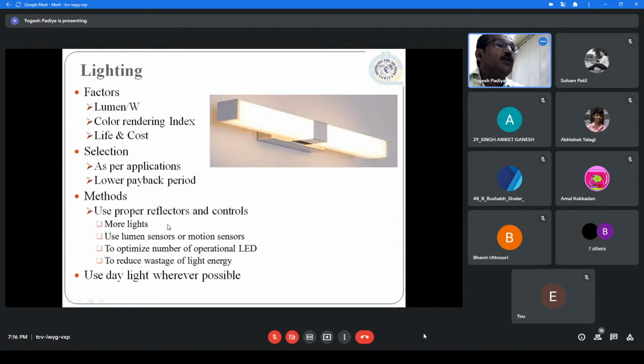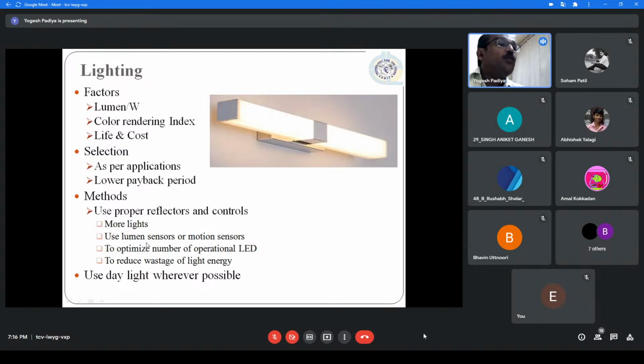After selection, whatever lights you are using, sometimes lights are simply put up on the walls without reflectors. So put proper reflectors and controls, so that the light which is being absorbed by the walls will not get wasted. The maximum light will be used where it is wanted.